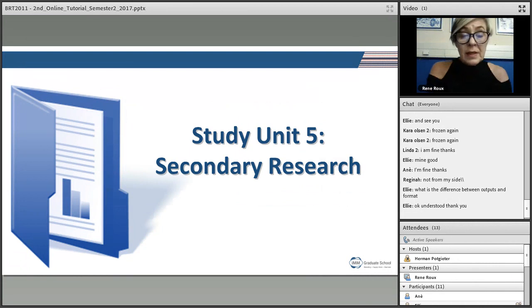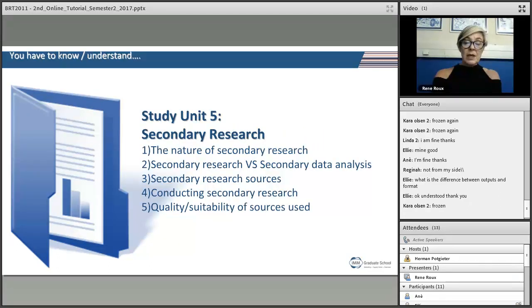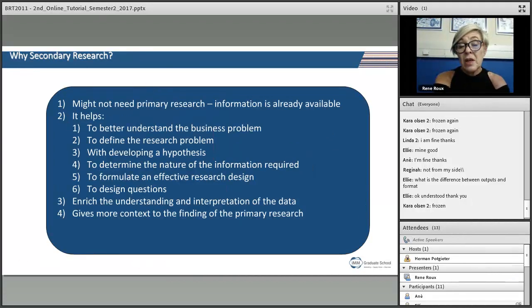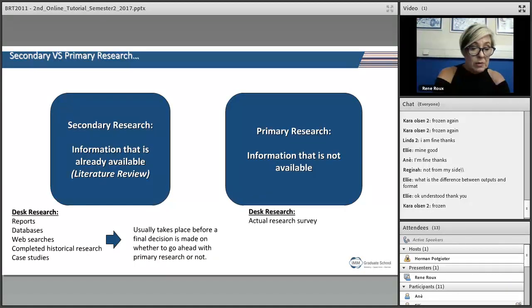Okay, remember we said your data, you can do secondary research or primary research or a combination of the two. So what is secondary research? Secondary research is information that's already out there in the market. Where primary research means the information is not available at all. You have to actually go and do a research project to find the information.